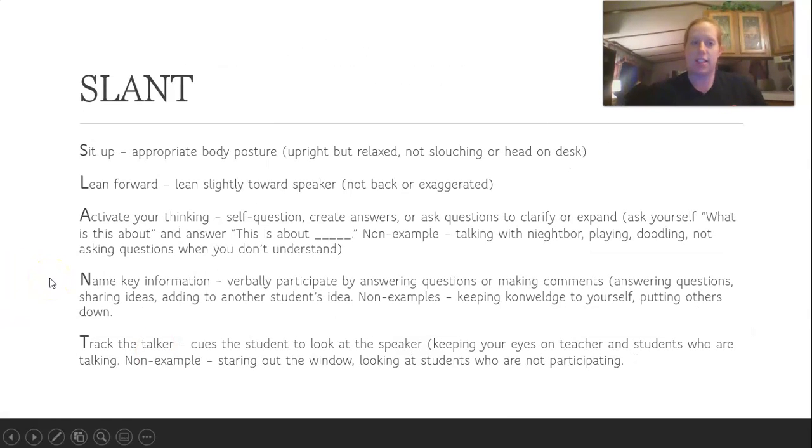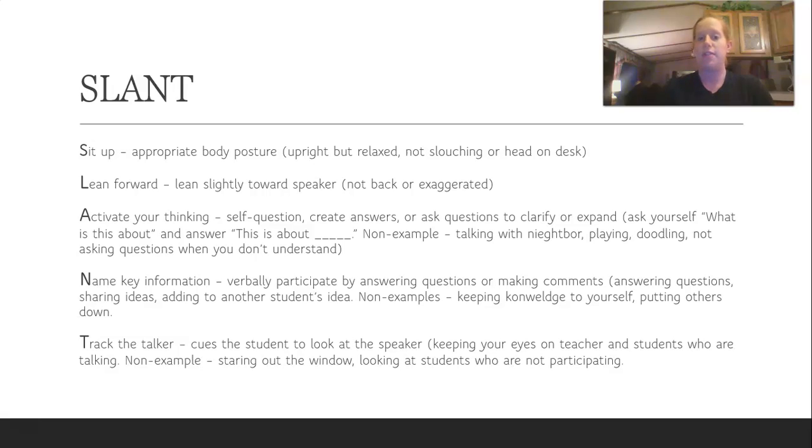Okay, so what is SLANT? SLANT, first, is sit up. So it's an appropriate body posture. So you're upright, but you're in a relaxed position. Non-examples would be slouching, or you have your students with their heads on their desk or heads in their hands. So those that are able to, they should be sitting upright in a relaxed position.